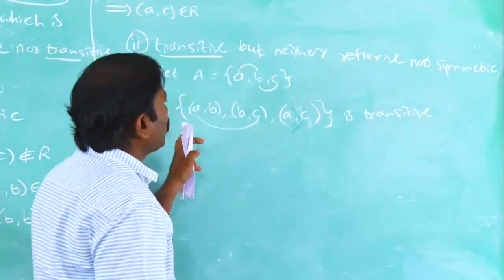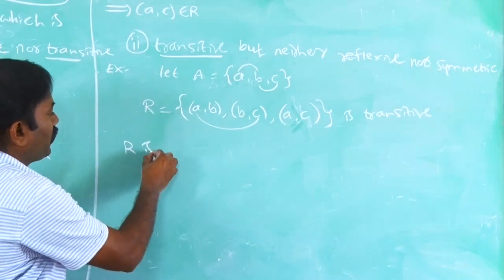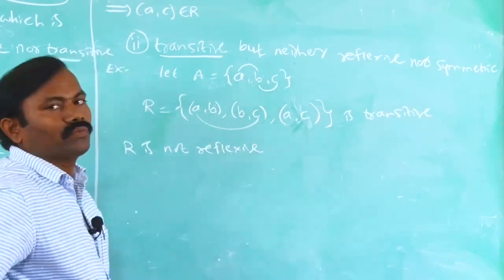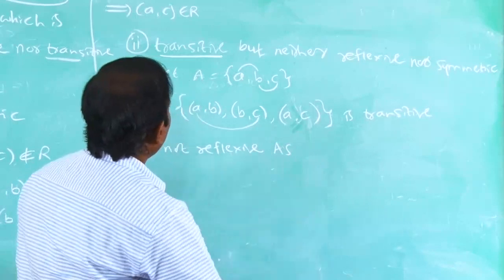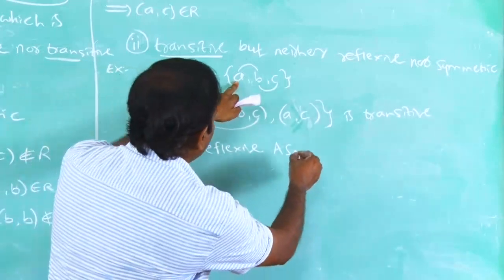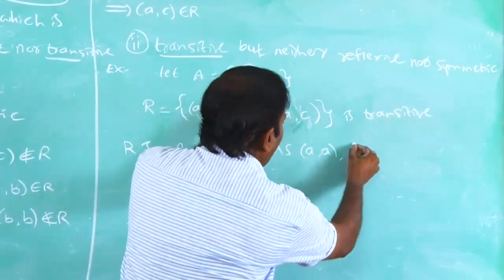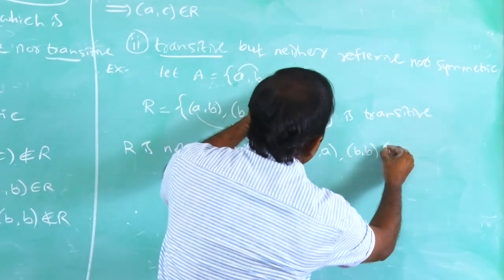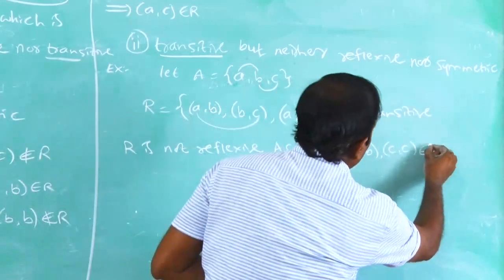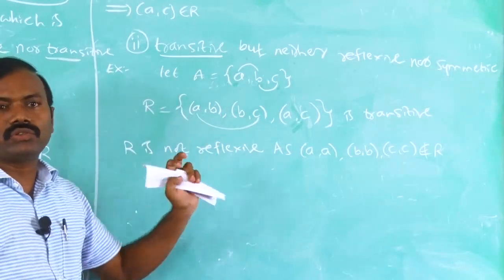But this relation is not a reflexive relation. The reason is that A is a set containing three elements. Take all three elements' double: the first element a gives (a, a), the second element b gives (b, b), the third element c gives (c, c). All three of these double pairs do not belong to this relation. That's why this relation is not a reflexive relation.